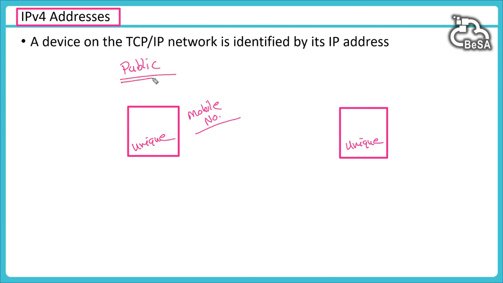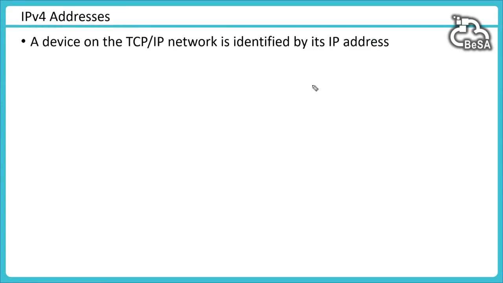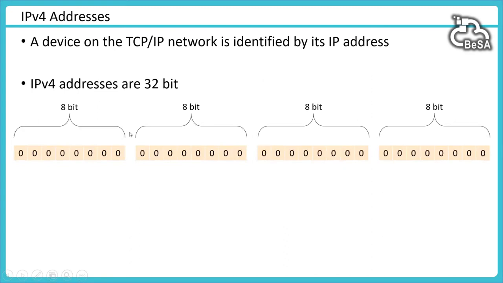I'm saying it here, public network. So I cannot have the same IP address on a public network for two different devices. So we will identify these devices by IP addresses. IP addresses are made up of 32 bits, and these 32 bits are divided like this: 8, 8, 8, and 8. And that would help you to create a number.